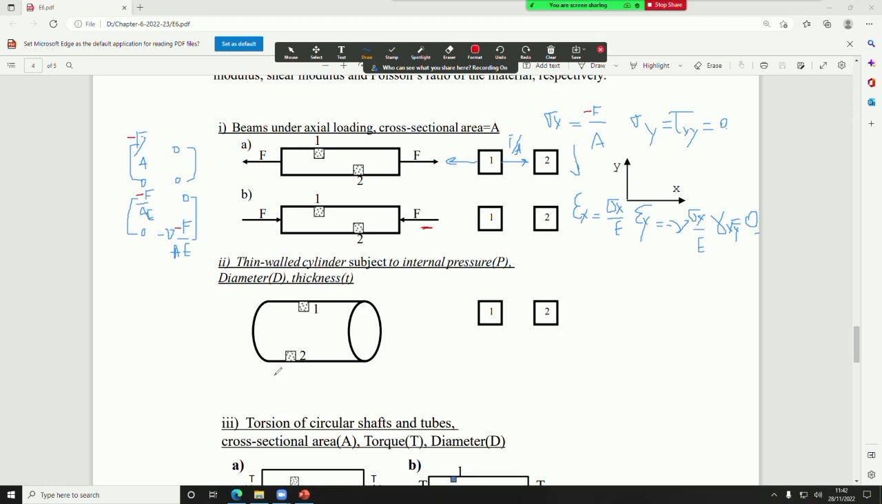So what shall we do for elements 1 and 2 of a pressure vessel which is pressurized? I mean, it's a thin-walled cylinder which is pressurized. Could you write down the three stress components and the three strain components for each of these two? What do we have for point 1? I just solved one example for you. Question number 4.